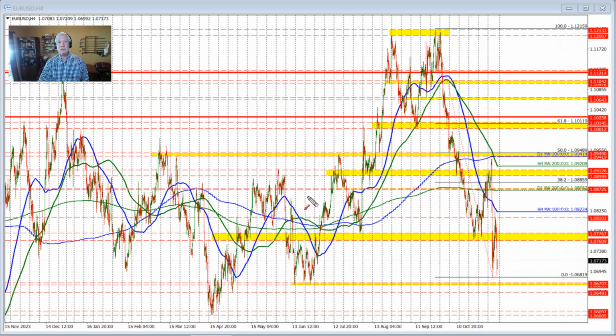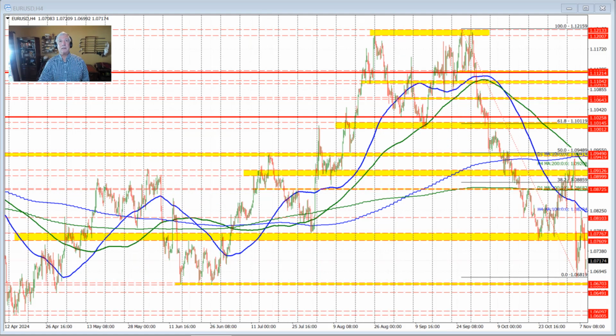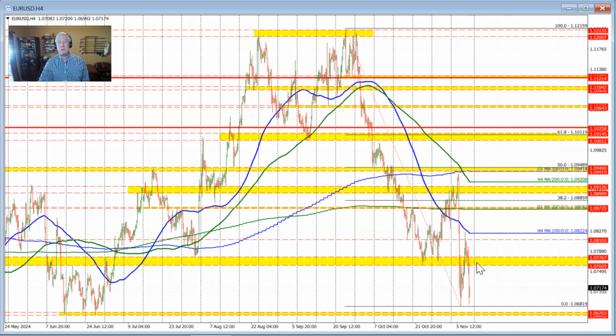Conversely, if we do find support buyers against the support level down here, we would again look toward this swing area on the top side to limit the upside. If we get above that level, then we'll look toward the 100 bar moving average on the 4-hour chart.